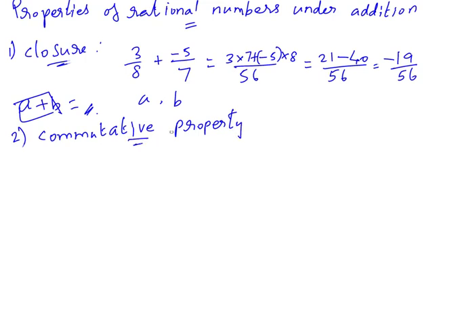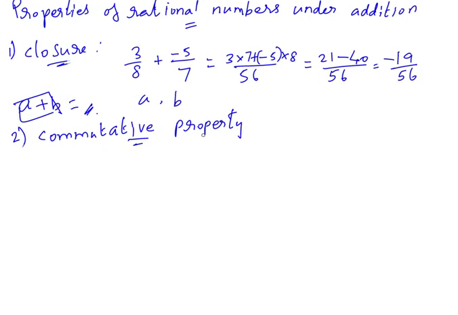Commutative property of rational numbers under addition. These are all properties of rational numbers under addition we are seeing now. So, this is the commutative property of rational numbers under addition. Closure property of rational numbers under addition. Next we are seeing the commutative property of rational numbers under addition.